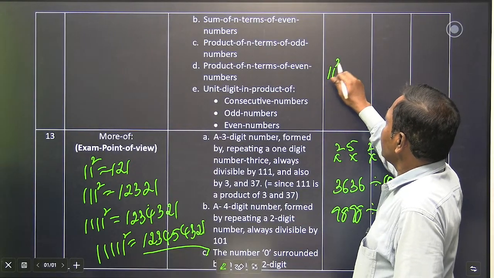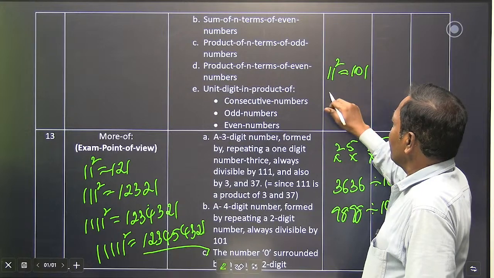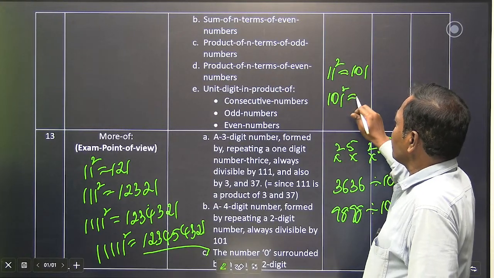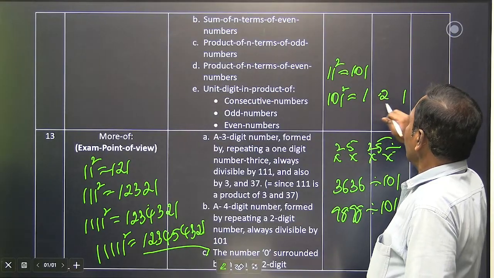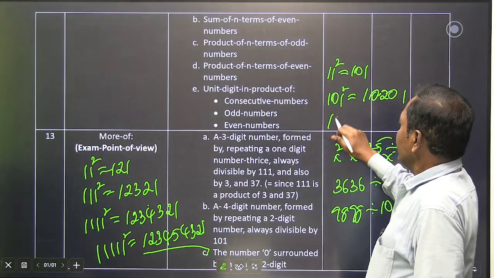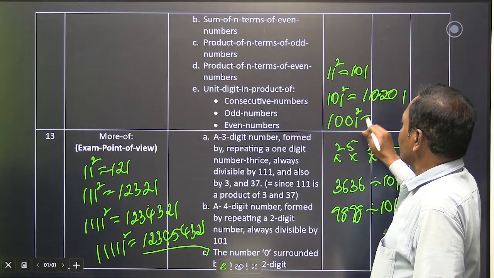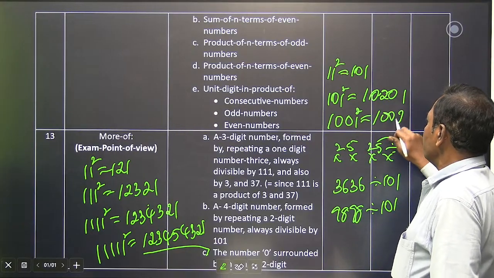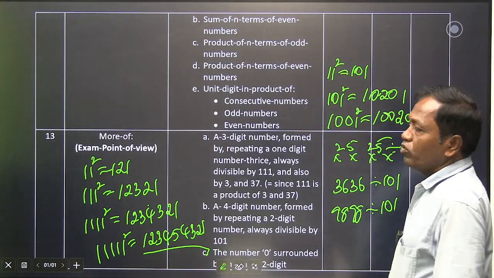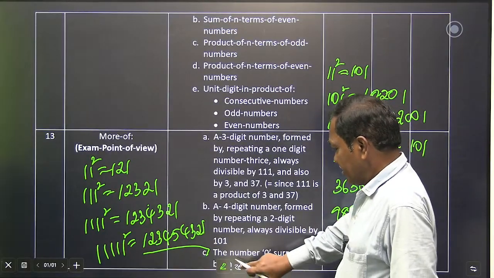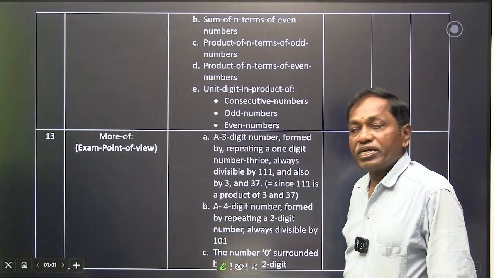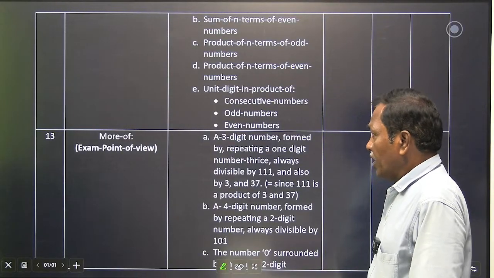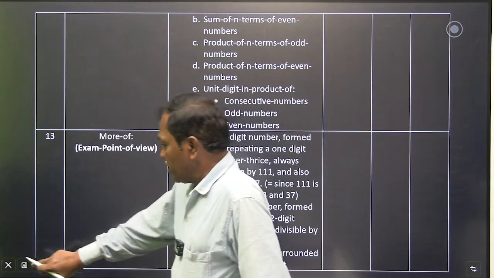Say 11 square is what? 121. We know 101 whole square is what? 0 is surrounded, no? 1, 2, 1, 0 you can insert. If it is like that, 1001 whole square what? 1, 2, 0, 2, 2, 0, 1. It goes on like that. In detail, it can be discussed in the upcoming regular classes. Right. And now we'll move on to the next.